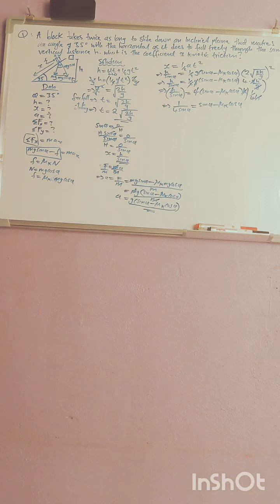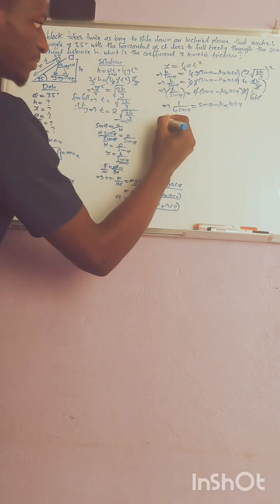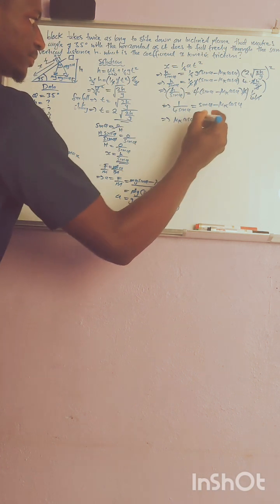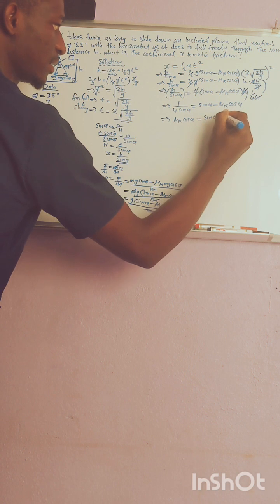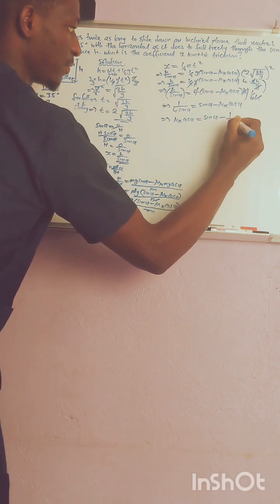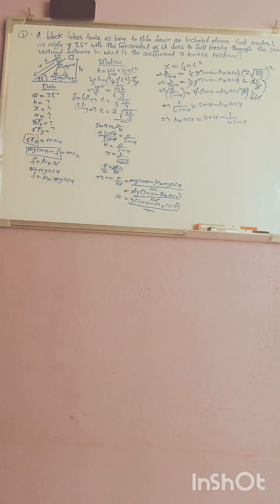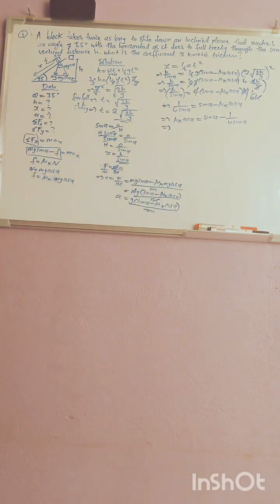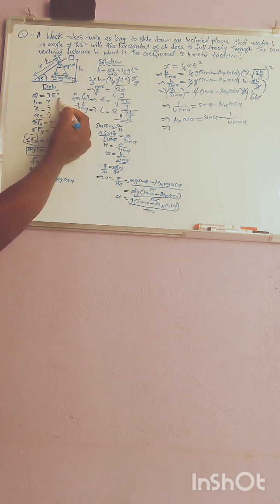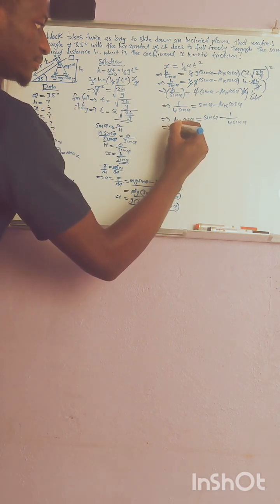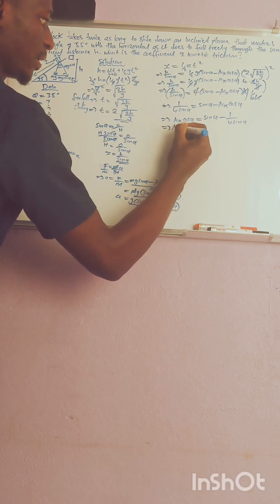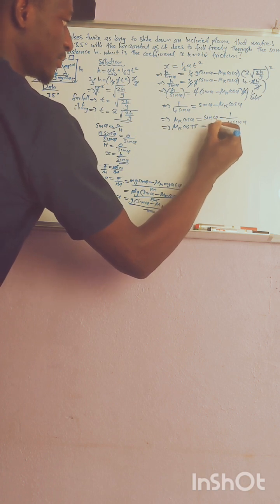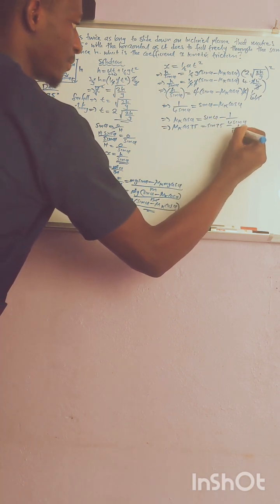So we have this. What does this mean? This implies that mu k cos theta is equal to sin theta minus 1 over 4 sin theta. We know what theta is. Theta is 35 degrees. So we'll have mu k cos 35 is equal to sin 35 minus 1 over 4 sin 35.